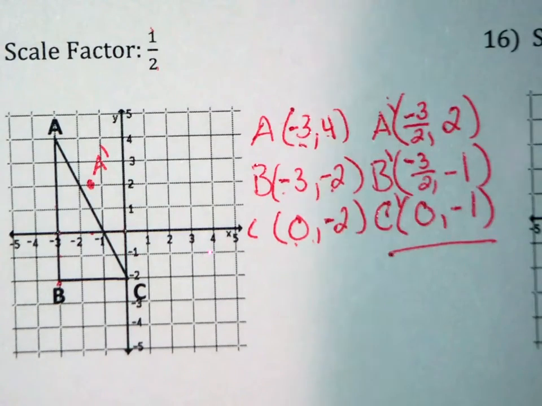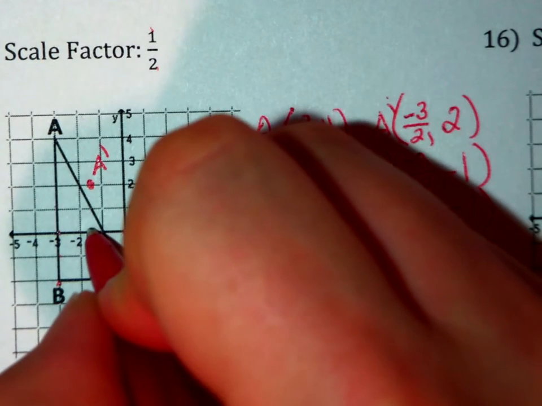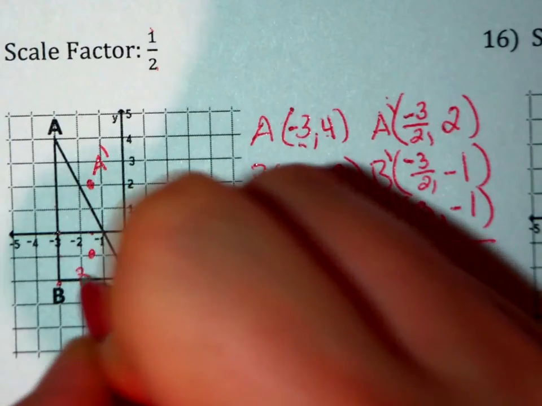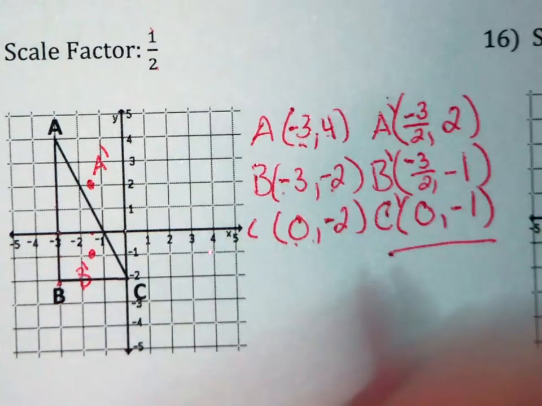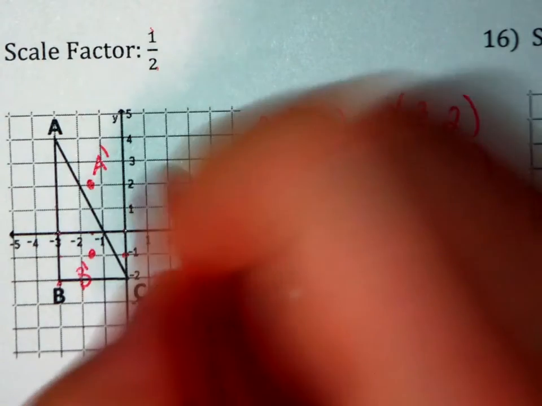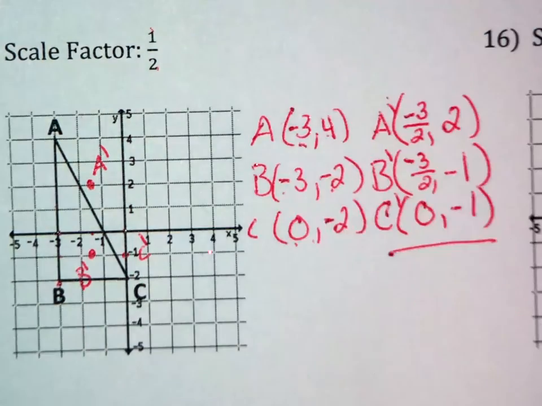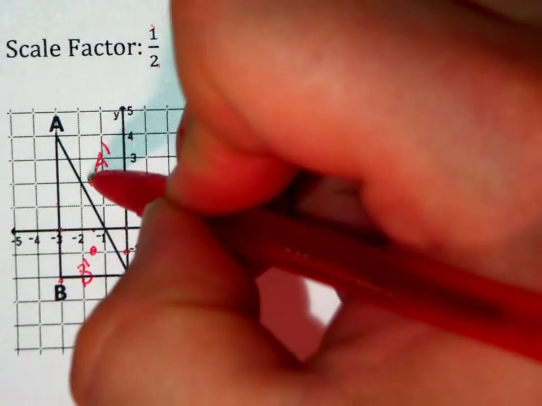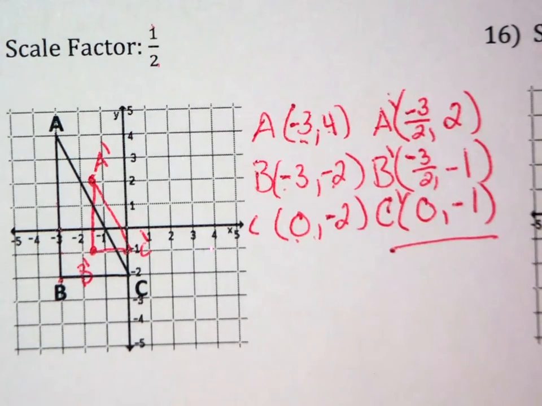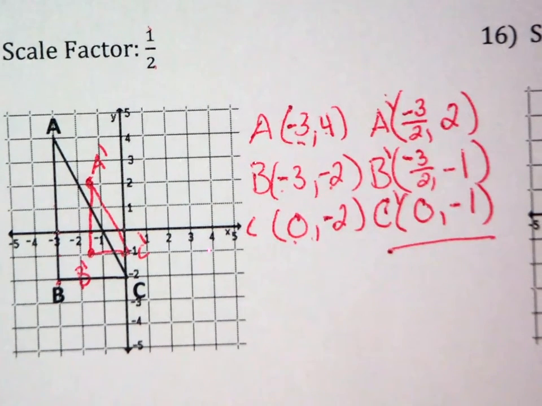Next is negative 3 halves, negative 1. So again, negative 1.5, negative 1. That would be my value of B prime. 0, negative 1. That would be the value of my C prime. And once I've gotten each of my ordered pairs graphed, I simply connect the dots to finalize my solution for a dilated figure with a scale factor of 1/2.